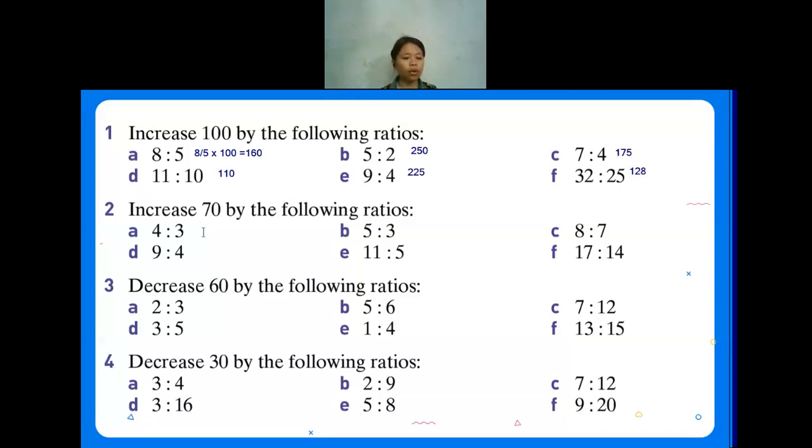If no one has any confusion, let us move to question 2. Increase 70 by 4 per 3, 5 per 3, and so on. Anyone want to help me? 2A, 93.3. Okay.